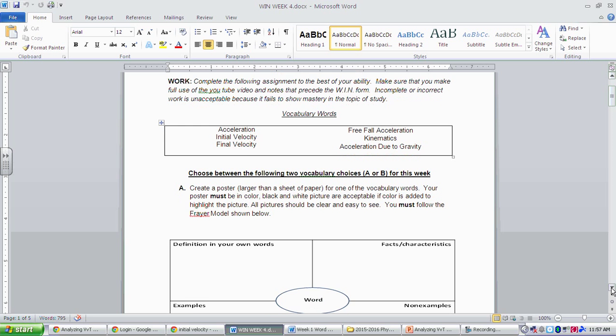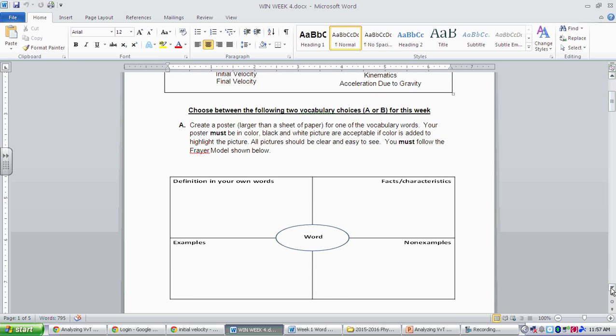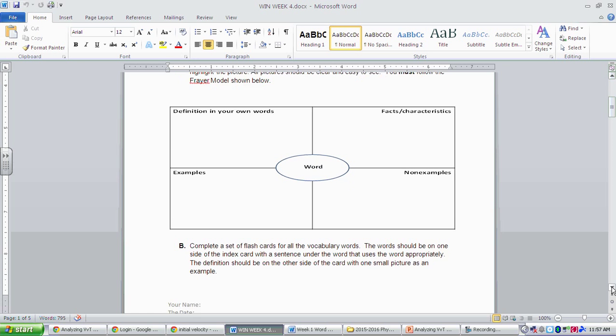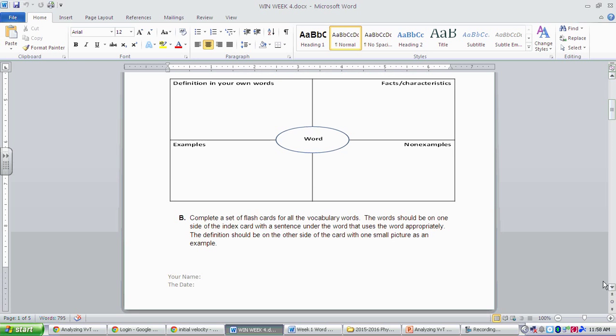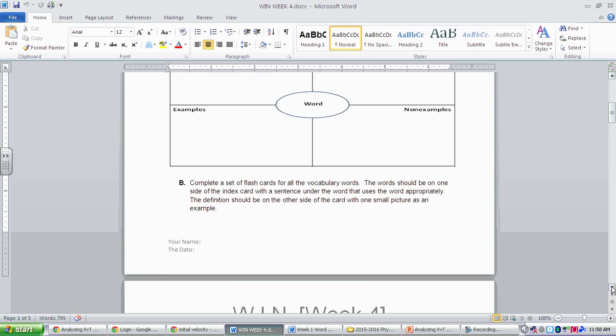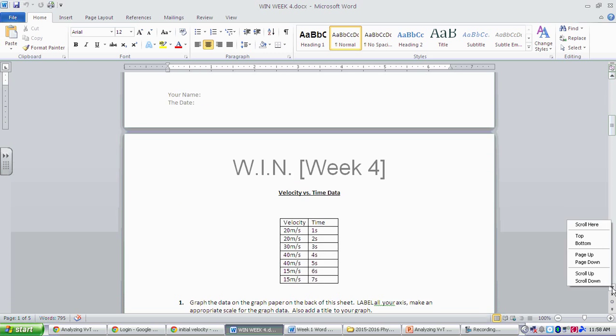And you can do what you did last week. You can choose to either make a poster, and this time I did make it a point to put that it has to be larger than a sheet of paper. So you can pick one of these vocabulary words, and once you have that word, it has to be in color. You need to add some pictures, input it into this Frayer model, and you can turn that poster in by Friday, please. Or you can choose to do a set of flashcards for each of the vocabulary words. That's another option. So you can do either or there. You pick your poison, pick what you want to do.